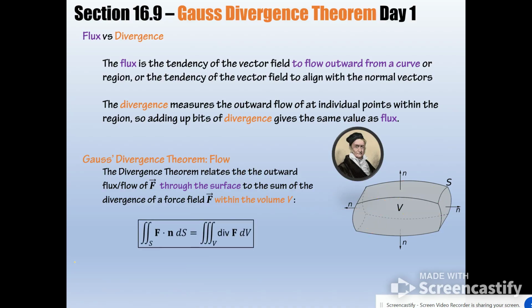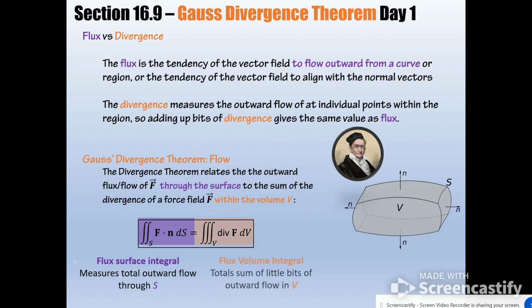So this is what Gauss's divergence theorem says: a surface integral, a flux integral, the force dotted with the normals, that's our flux surface integral, which measures the total outward flow through the surface, is the same thing as the flux volume integral, which totals the sum of little bits of outward flow inside the volume, which is divergence.